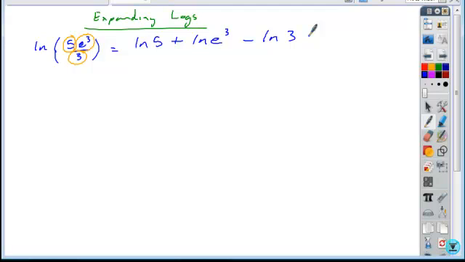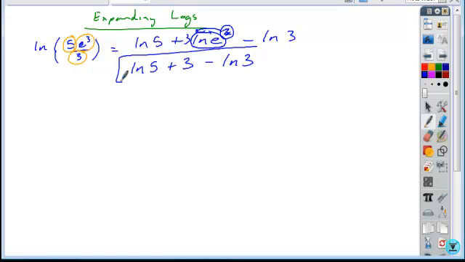Once we get all of our logs written, we can then apply the properties of the powers. So the 3 comes out front. And what is the value of ln of e? It has a value of 1. So we get 3 times 1, or just 3. And so our simplified form would look like this.